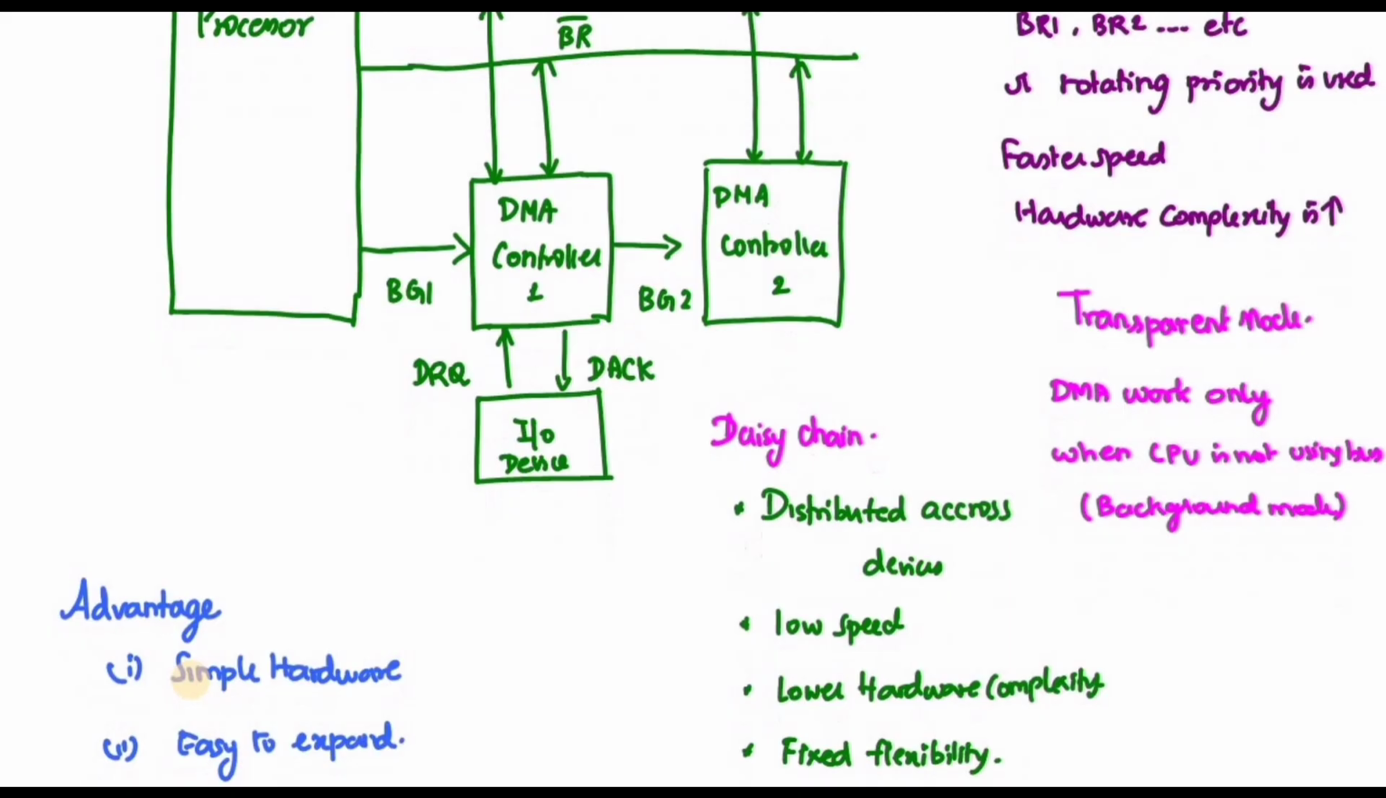Suppose DMA controller 1 is allowed to initiate the data transfer on the bus at a given time. Therefore, this is called the bus master. All of the other devices act as slaves. Once it transfers the data and completes, based on the priority, the next one will get executed. Therefore, the bus master may be a processor or a separate unit which is connected to the bus.